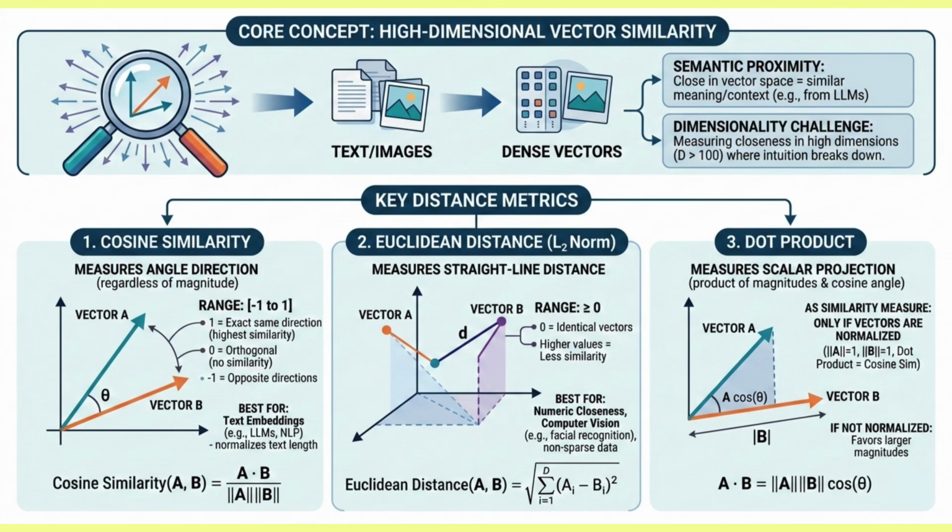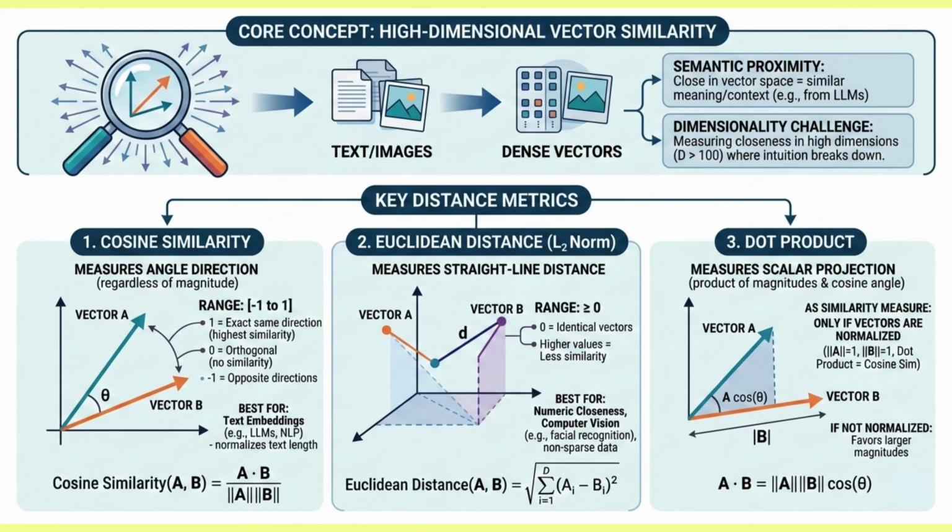It is best for numeric closeness or non-sparse data where the magnitude of the vector, like the size of its components, and the absolute distance in the space are meaningful. This is often suitable for computer vision tasks like facial recognition, or purely numeric data where a short distance implies high closeness.